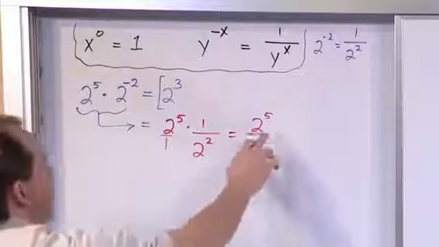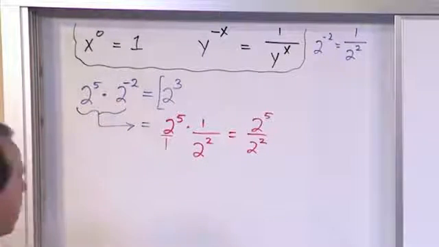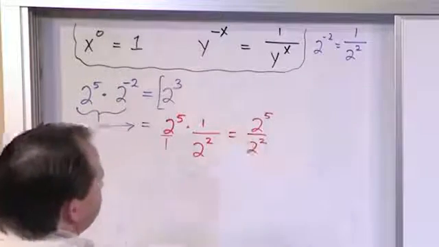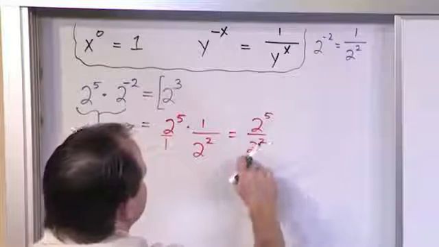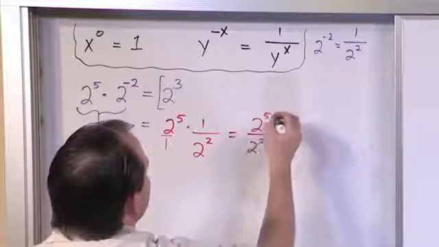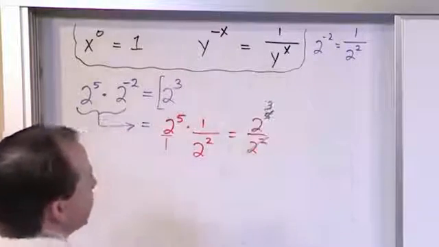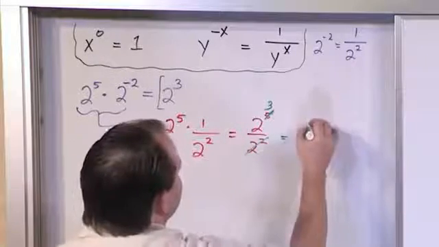Now, we've done problems like this a lot in the last section, right? You can say 5 minus 2 will give you 3. But you can also say I have 2 of these 2's down here, which are going to cancel with 2 of the ones that are upstairs. I'm only going to have 3 left. So it's 2 raised to the power of 3.